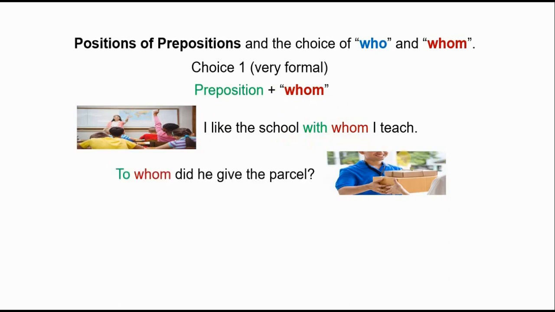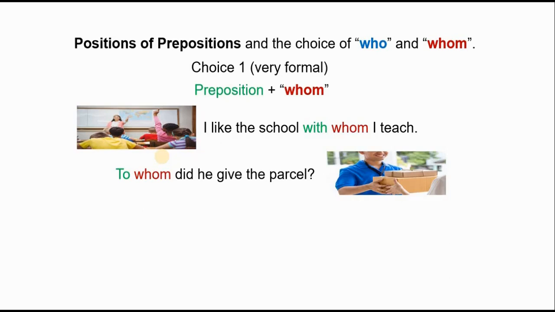Okay, another example. To whom did he give the parcel? So we have the preposition to immediately followed by whom, and then did he give the parcel, and then question. So this is the object of the preposition. Remember that a preposition is always followed by a noun or pronoun, and it is the object of that preposition, and since whom is always the object, we use whom. But again, this is formal language, not very common.